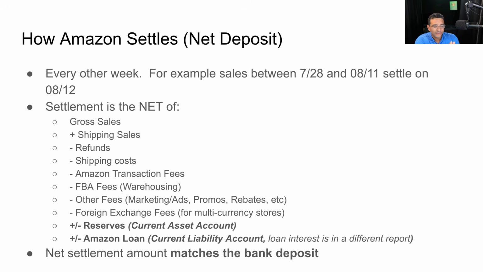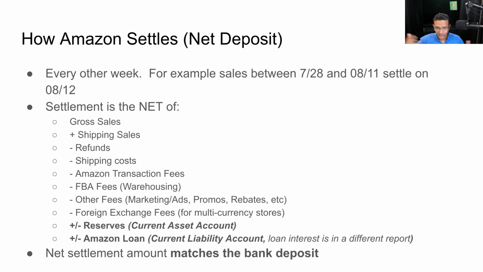The way the settlement of the net amount comes in is you get the gross sales. It's everything that you sold through Amazon, plus the shipping sales. Believe it or not, some people still charge for shipping and still make some money on the shipping. Although for the most part, most people do Amazon Prime and free shipping and that sort of thing.